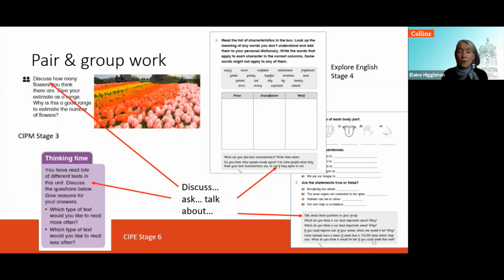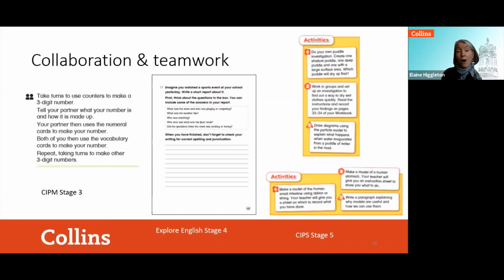Give reasons for your answers. You are communicating and you are evaluating with a partner. So every time you see discuss, talk, ask about, you have an opportunity for communication and collaboration. There are opportunities throughout the courses for communication, further communication and collaboration.